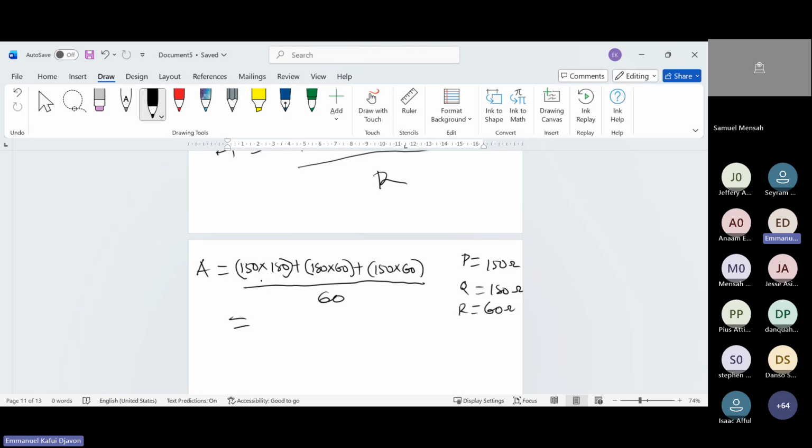So now, this will give us what? 150 times 180 is 27,000. 27,000 plus 180 times 60, which is 10,800, plus 9,000, all divided by 60.